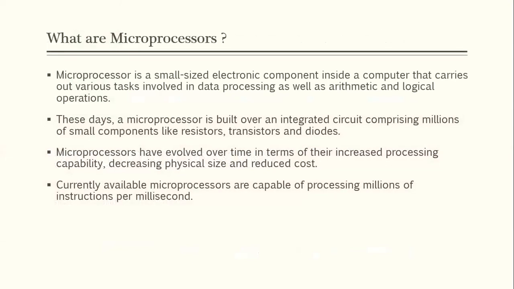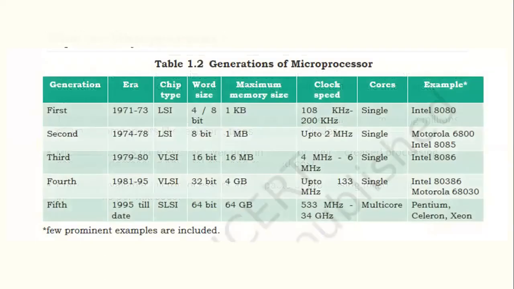What are microprocessors? They are small sized electronic components which are inside a computer. They carry out the tasks. They are built over an integrated circuit that comprises many small components like resistors, transistors, diodes, etc. Microprocessors have evolved over the years, and we all know the size has decreased and the prices have come down. Currently, the microprocessors that are available can process millions and millions of instructions per millisecond.